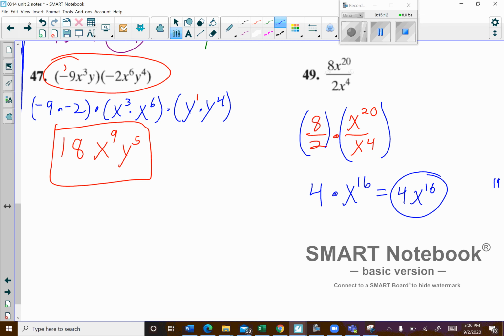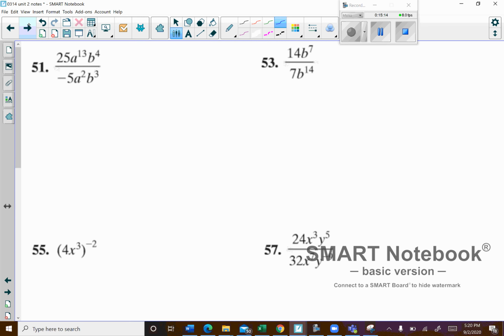Okay, so I've got some more of these quotient ones here. This one's a little bit more in depth, but it's the same idea. Let's break it up into three small problems. So I think we can all do 25 divided by negative 5, and then we're going to do a to the 13th divided by a to the second, and then we'll do b to the fourth divided by b to the third. So we're going to look at each part individually.